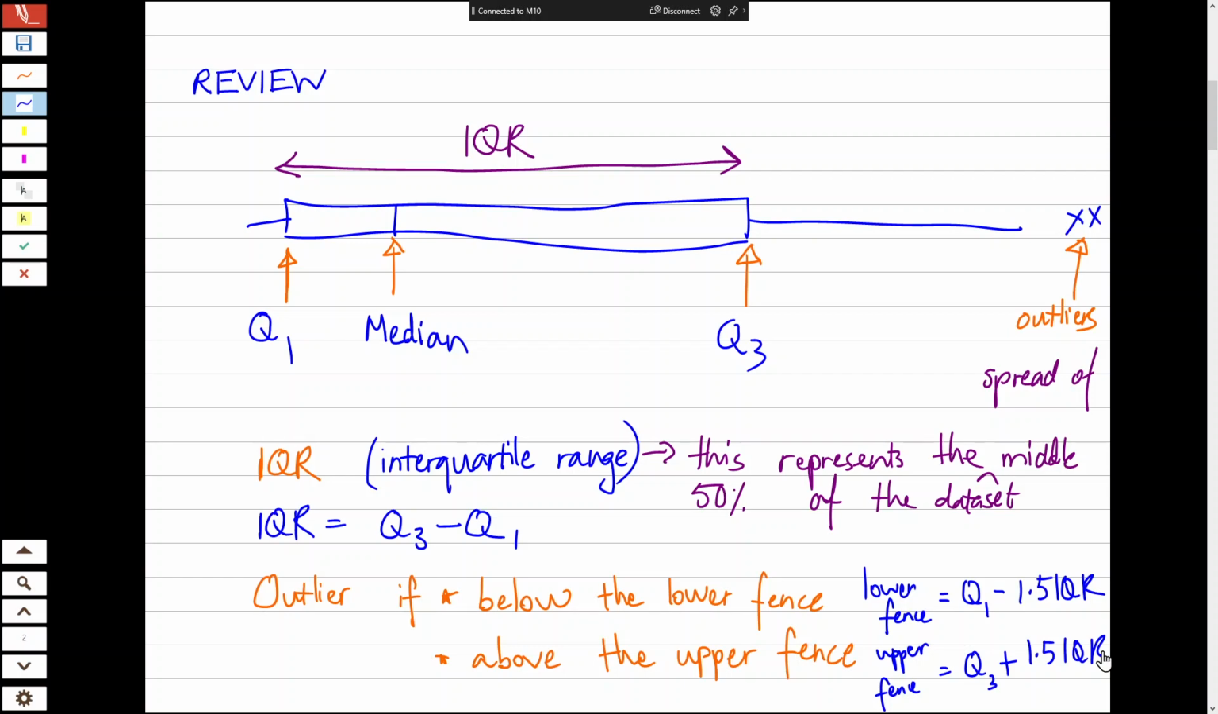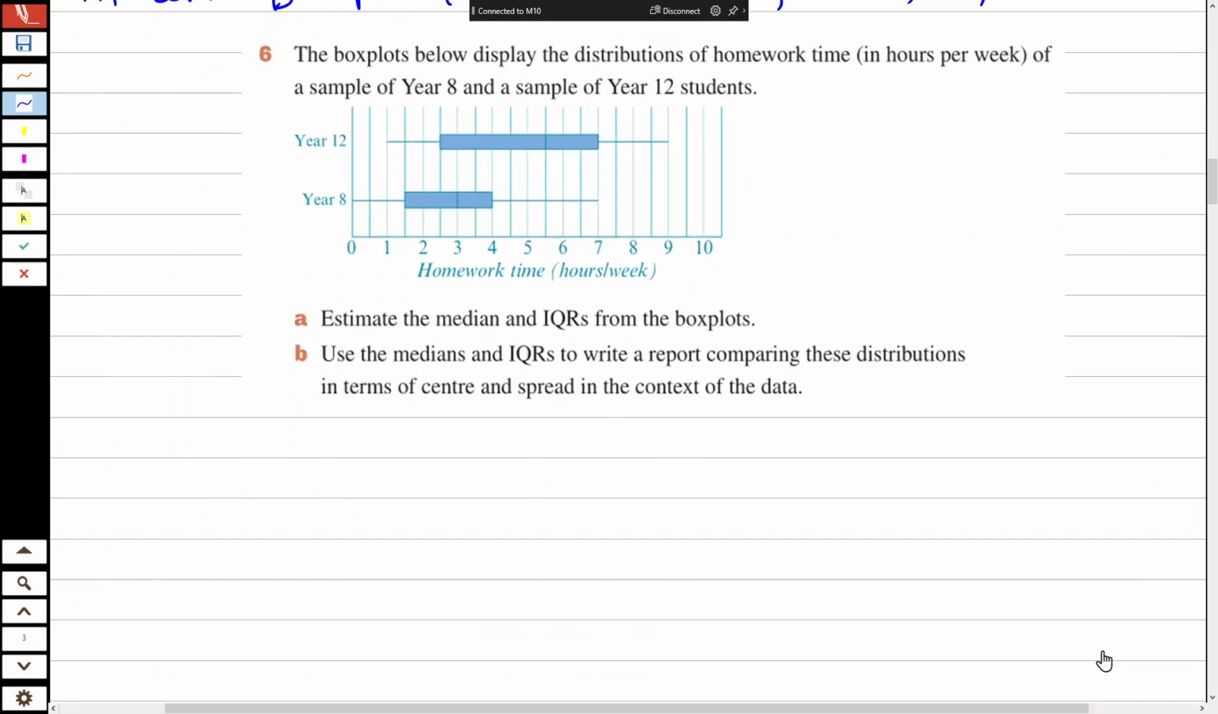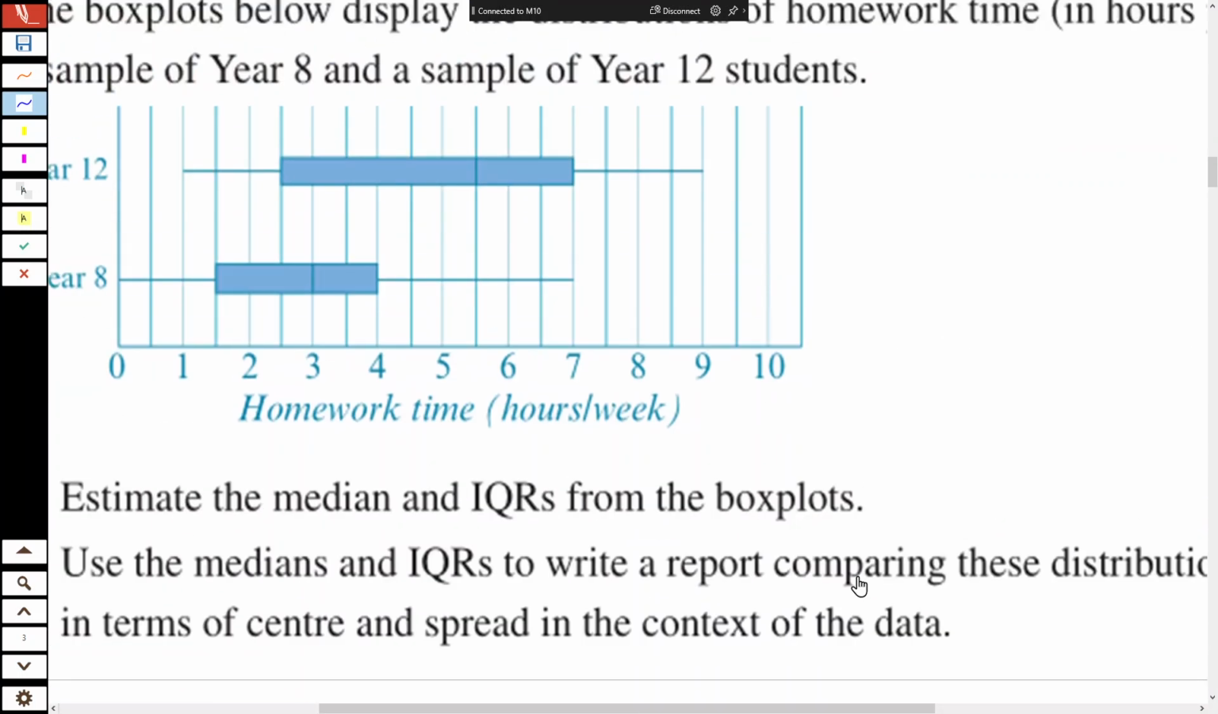All right. So, is anyone still copying? No? Okay. So, notice now we have two box plots on the same scale.